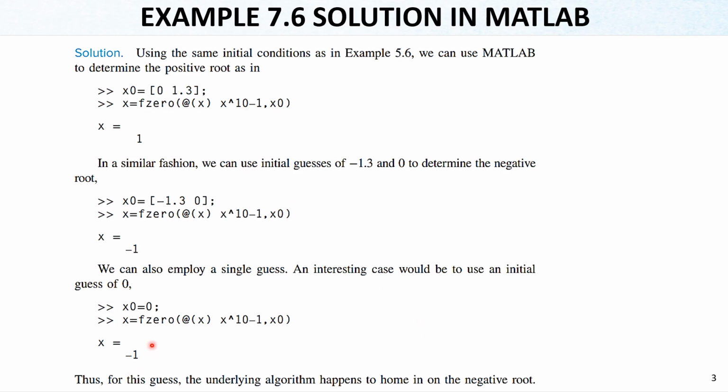So then, in this case, we will get x equals -1. As you can see, for this case, the underlying algorithm happens to home in on the negative root. It doesn't find 1, but finds -1. To find 1, maybe you should change this to 0.5, 0.8, or 2. Then it can give the positive value as well. You can give it a try with different initial guesses, either bracketed or not bracketed, and see the results and understand how the results are changing.